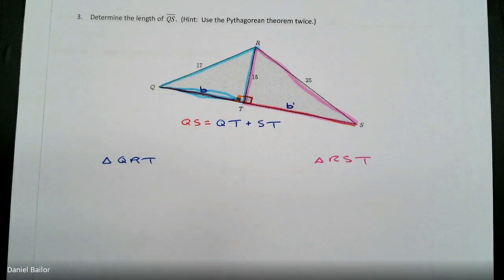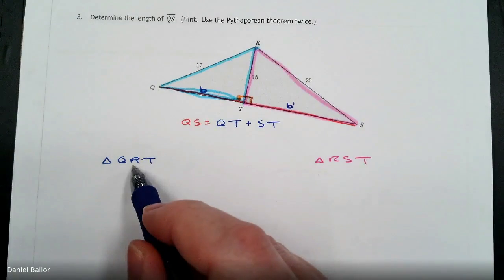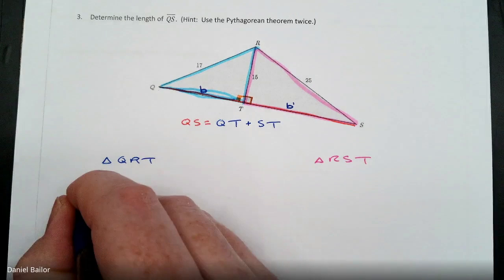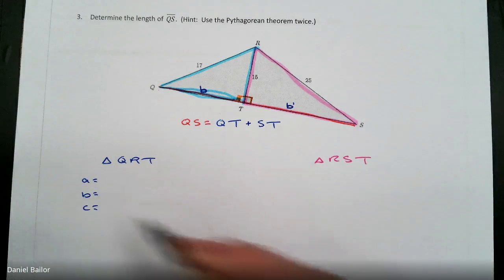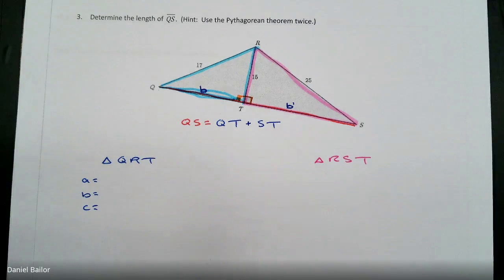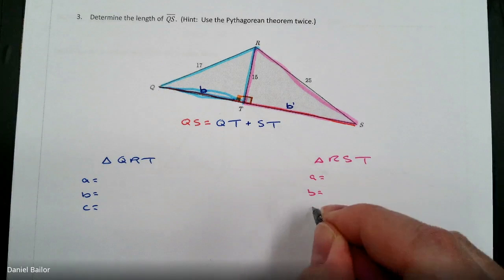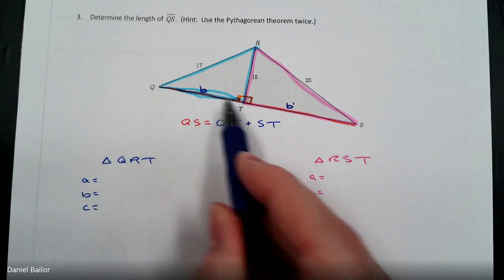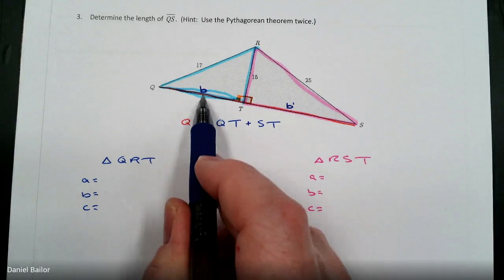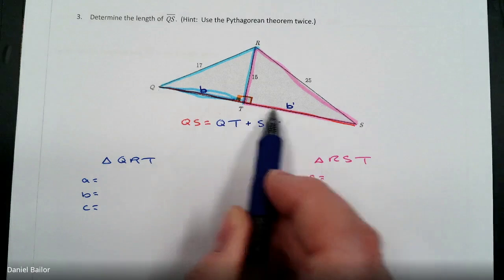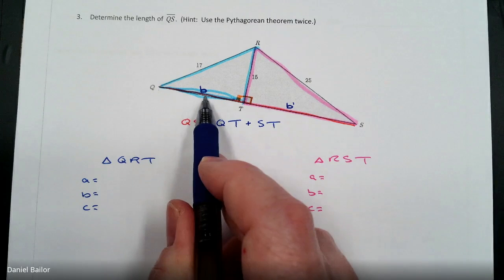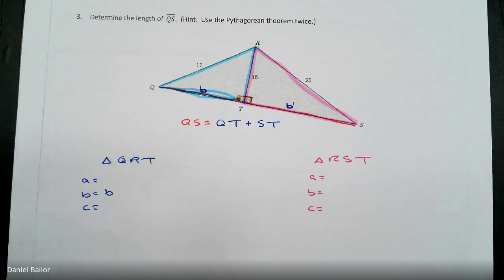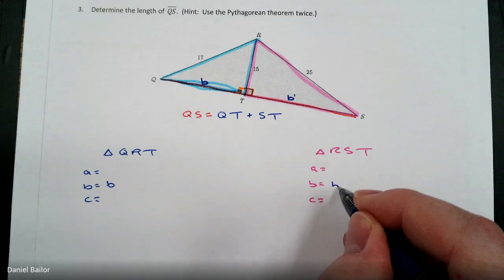Now, if you look at triangle QRT, let's do A, B, and C for QRT, and let's do A, B, and C for RST. Now, B is unknown. B is what we're looking for down here. I already labeled those for you. So for the blue triangle, B is unknown. And for our pink triangle, B is also unknown.